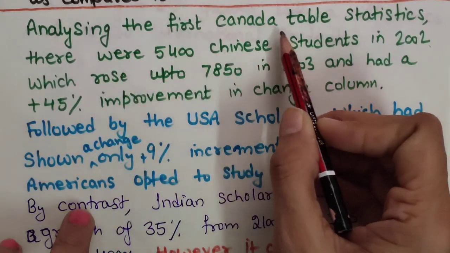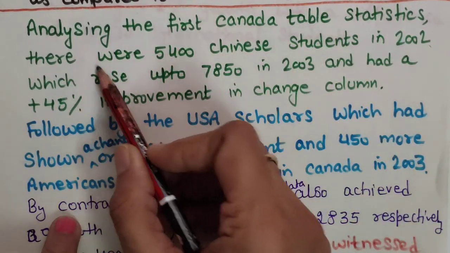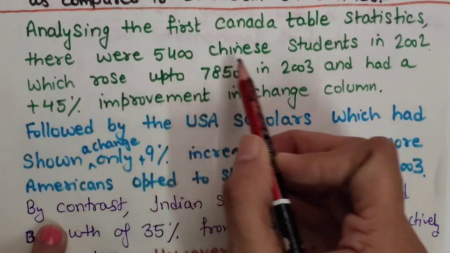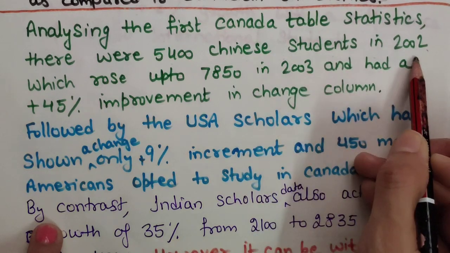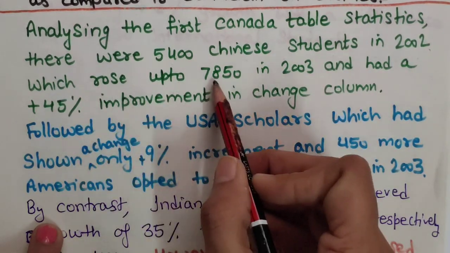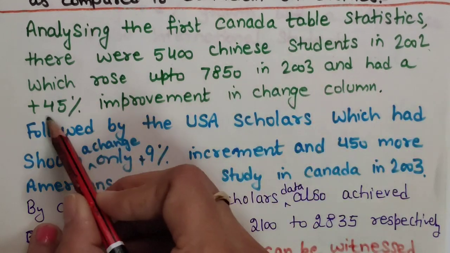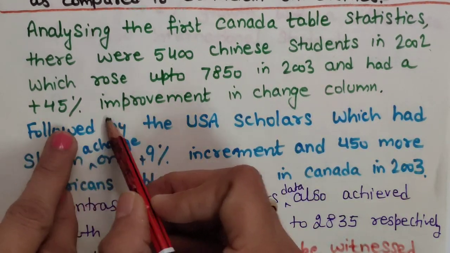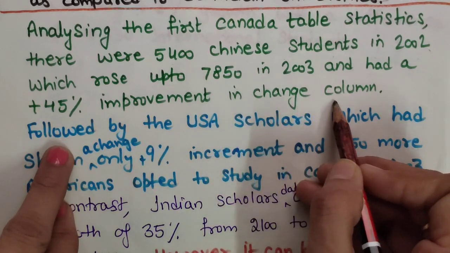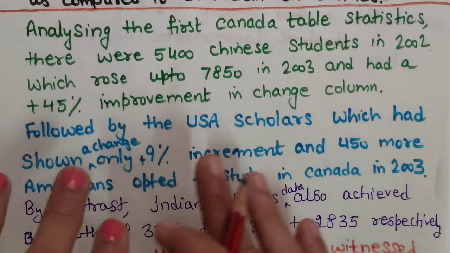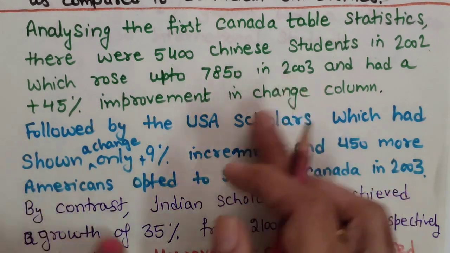Analyzing the first Canada table statistic, there were, comma, just take care of your punctuation, there were 5,400 Chinese students in 2002, which rose up to 7,850 in 2003, and had a plus 45% improvement in the change column. So a full report we will be writing in past tense because the years are past.